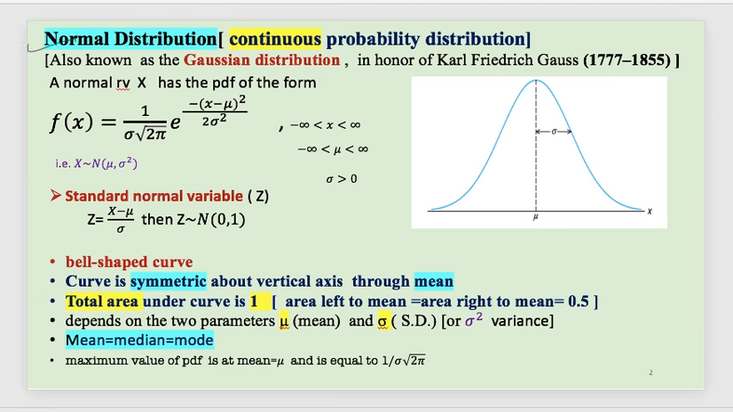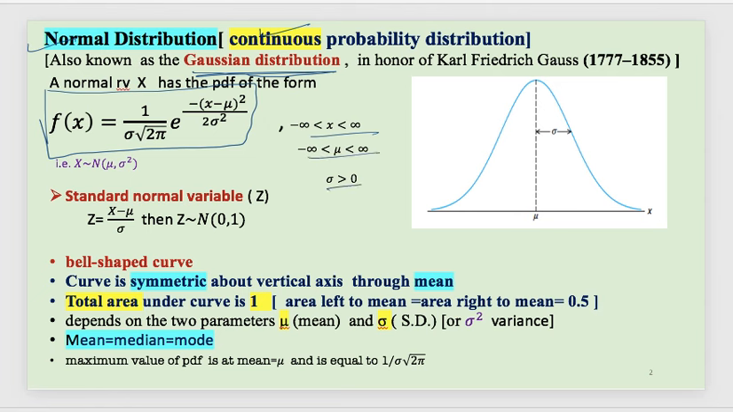Normal distribution is a continuous probability distribution and it is also known as Gaussian distribution in honor of Carl Friedrich Gauss, right? And its PDF is written in this formula and it is very important. Why? Because many questions will be based on it. The range of x and mu is given for all real numbers.